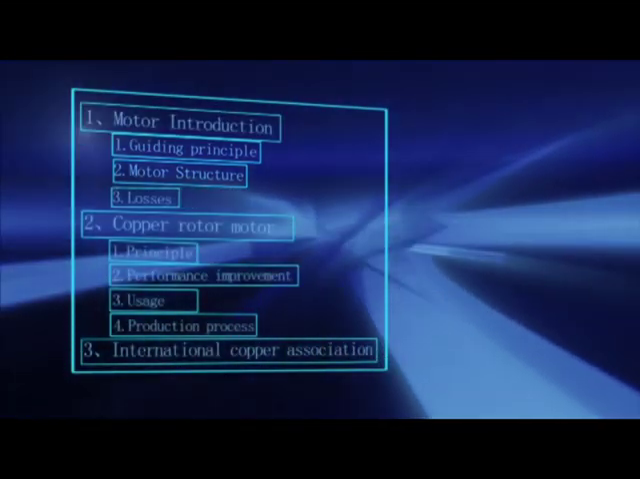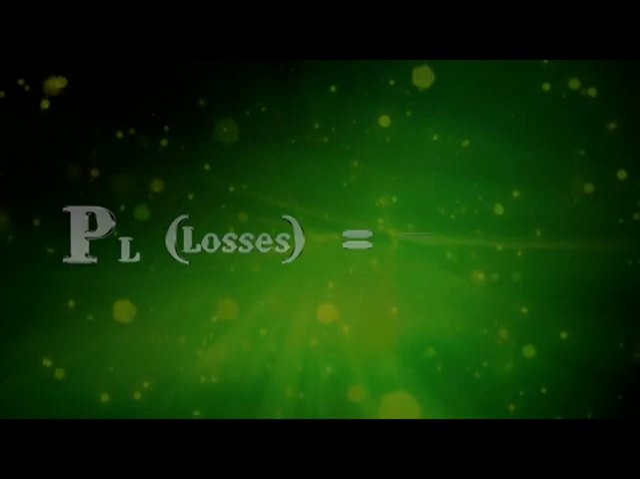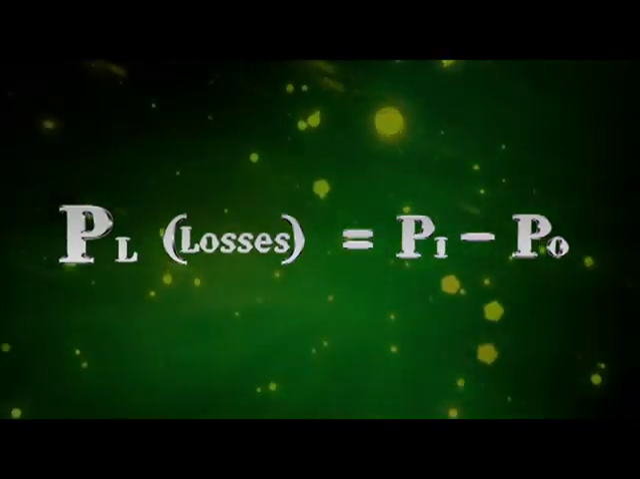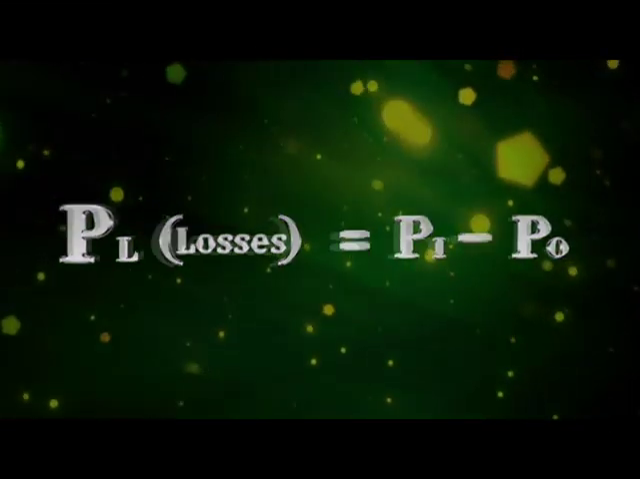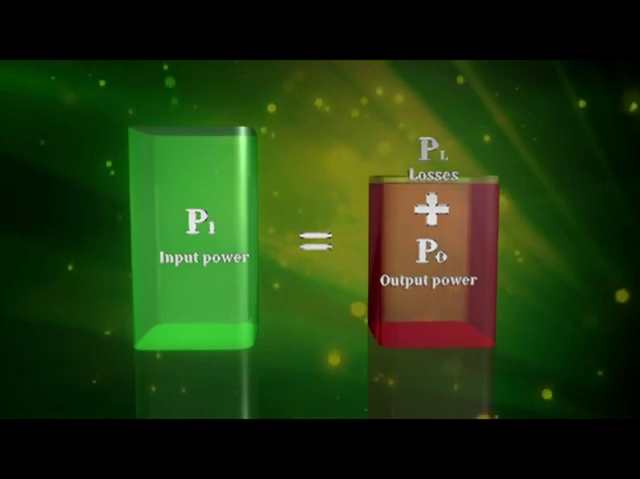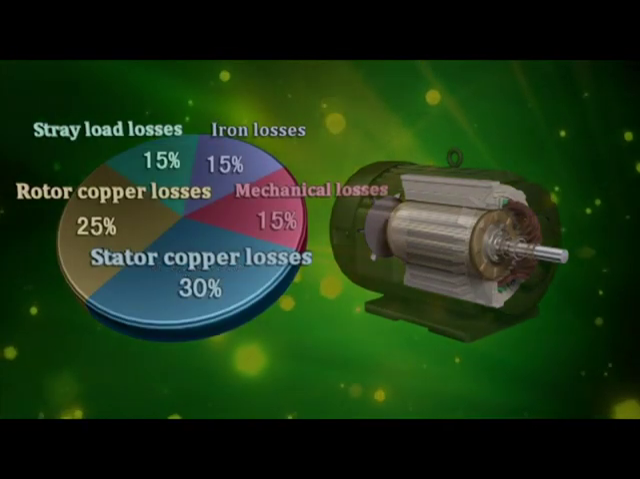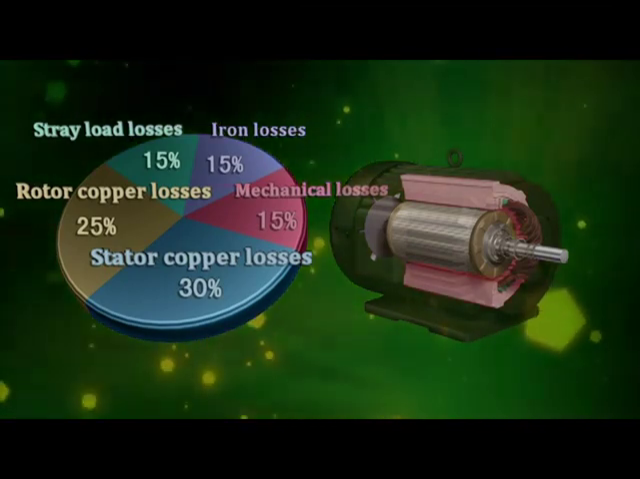Losses. Motor efficiency equals output power divided by input power. The difference between output and input power is loss. Motor losses include stator copper loss, iron loss, stray load loss, rotor copper loss, and mechanical loss.